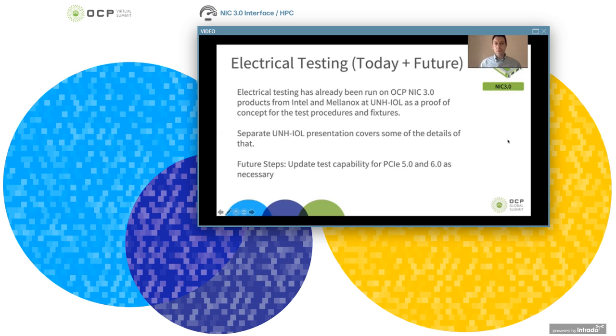Now, as I mentioned, we've already done these tests here at UNH-IOL as a proof of concept on products from Intel and Mellanox, and that test service is available today. We're going to have another presentation from UNH-IOL from some of our students. They're going to go into the details of that. Next, we'll be updating our capability to support PCIe 5.0 and 6.0.